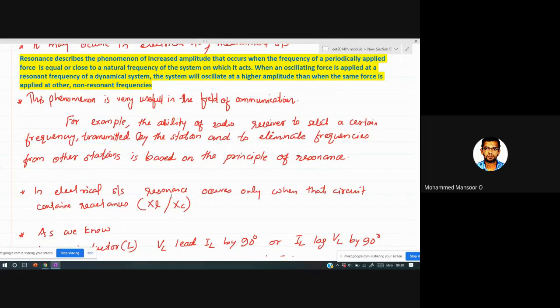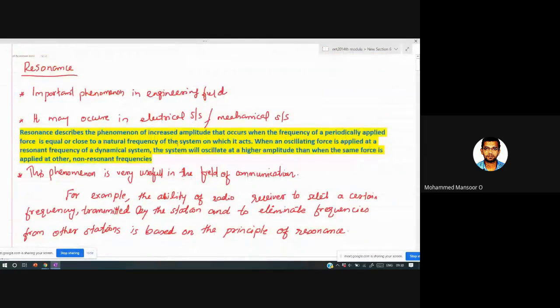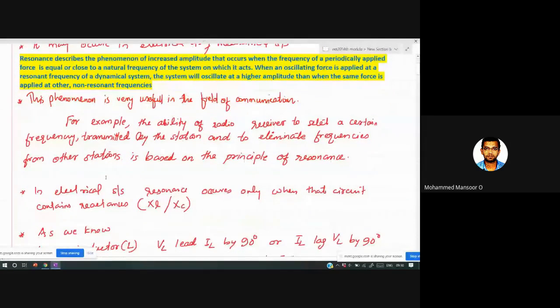Clear? So when we are talking about a transmission system in a power system, resonance may come into the picture at some frequency. What is the condition for occurring resonance, that is, higher amplitude? For oscillation, when the frequency of the applied voltage is equal to the natural frequency of the system, under that condition, what happens? Resonance will come into the picture.